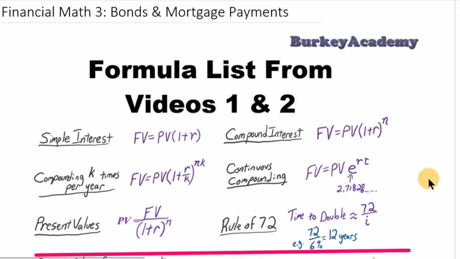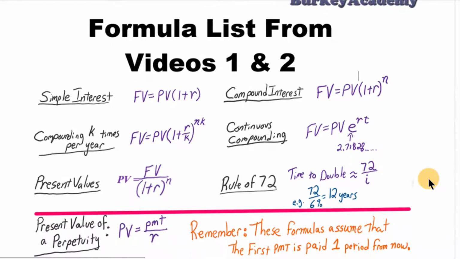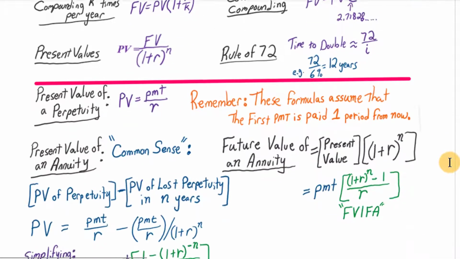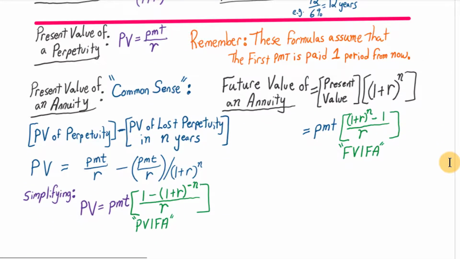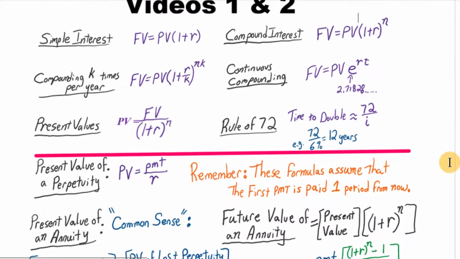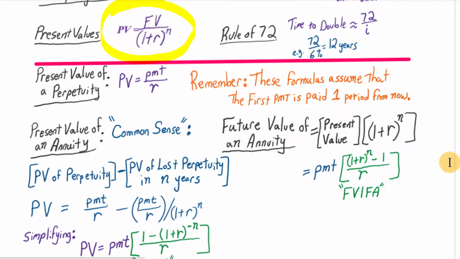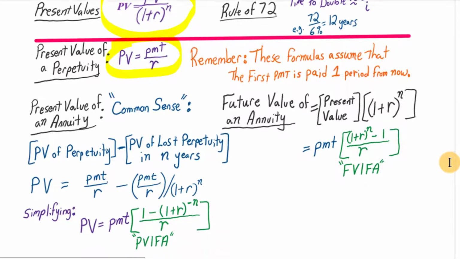In the handout that you can download, see the link in the description below, I've got this list of formulas from video 1. Those are the ones above this red line, and the ones from video 2. And in order to talk about bonds and mortgage payments, we're really just going to be using the basic present value formula, and we're going to be using the present value of a perpetuity.